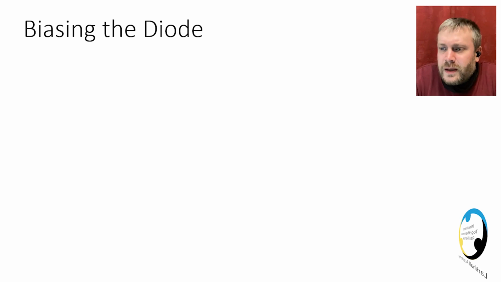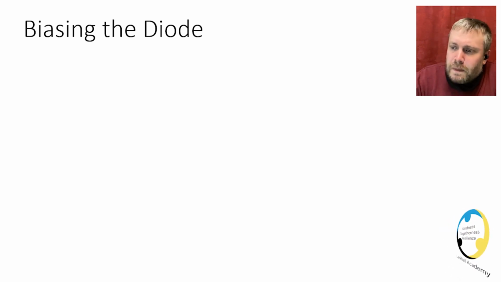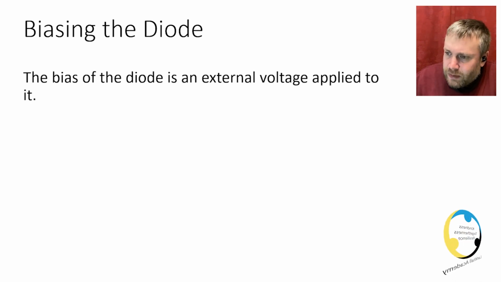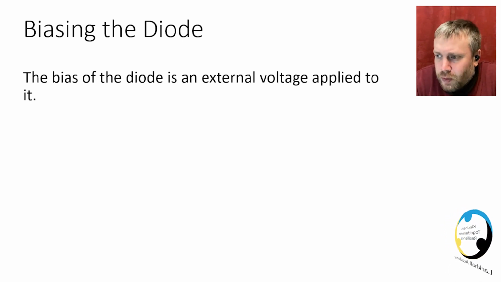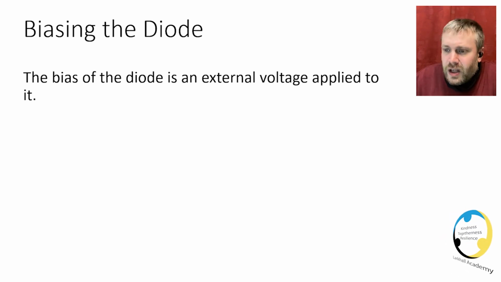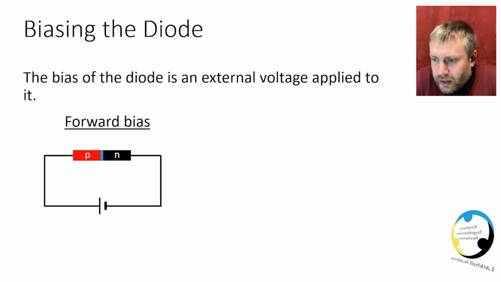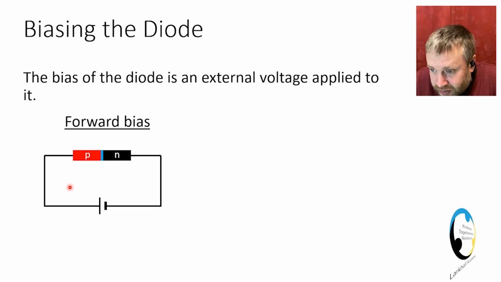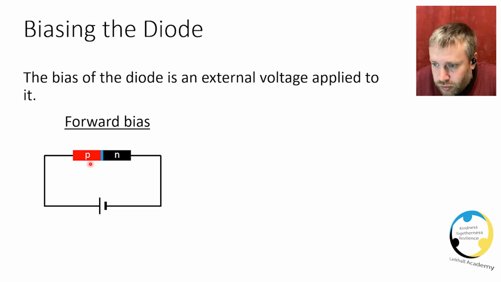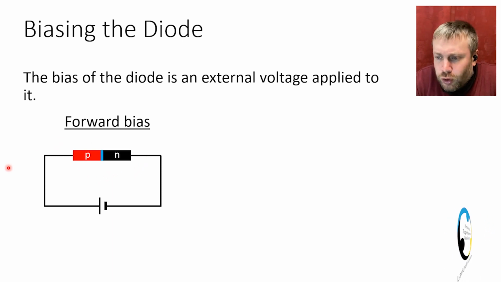So if we bias the diode, there are two types of biasing, but basically all we're doing is applying an external voltage, or an external potential difference, to it. Firstly, we've got forward biasing. Here's a little diagram to show you how that looks. We've got a cell hooked up to our PN junction. I've just used this to represent my PN junction for now. I will be introducing the proper symbol shortly, but this helps you see exactly what's happening.